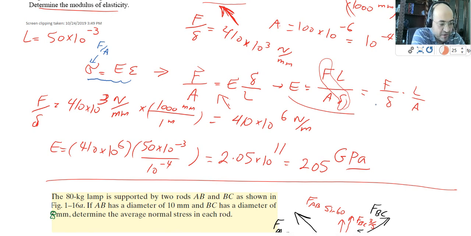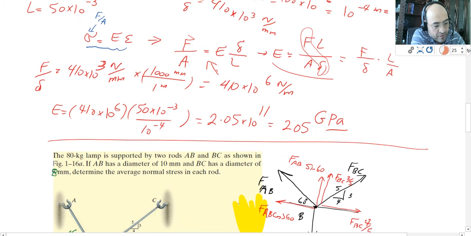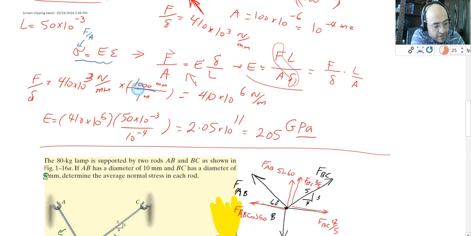Then F over delta is given to me. I'm going to put it here, which was like 410. But the unit was Newton per millimeter. I converted that to meter, Newton per meter. So I multiply that by 1,000 to get rid of that. Again, this is a dimensional analysis, right? You have 1,000 millimeter up there, 1 meter down here. Then again, you have 1,000 here, 1 millimeter down here. That's how much we got for F over delta.